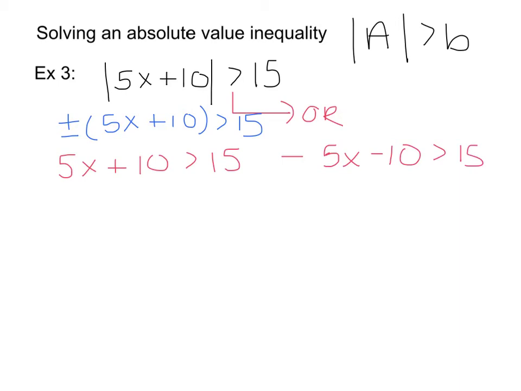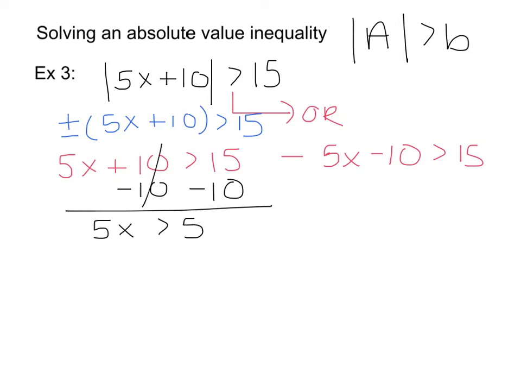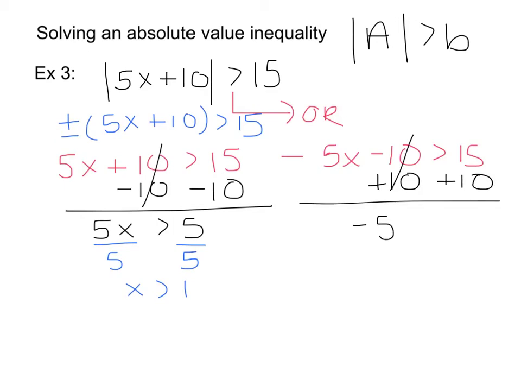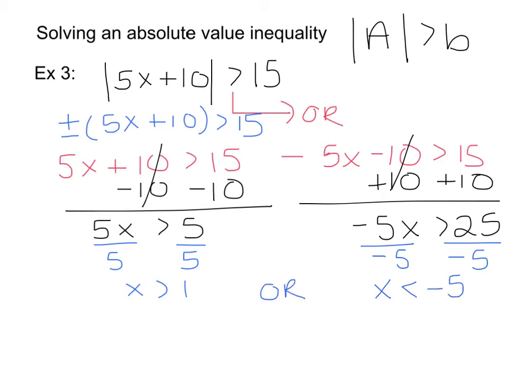So let's start with the left-hand side. We're going to subtract 10. So that gives me 5x is greater than 5. I'm going to divide both sides by 5, and that gives me x is greater than 1. Now let's move on to the inequality on the right-hand side. Start by adding 10 to both sides. So negative 5x is greater than 25. To get rid of my negative 5, I need to divide both sides by negative 5. And since I'm dividing by a negative number, it is going to switch the way the inequality is pointing. So now, since it's greater, it's an or problem.